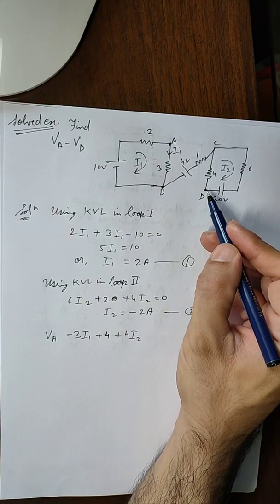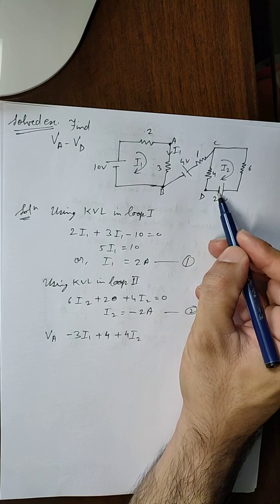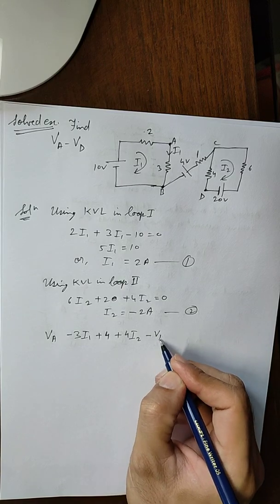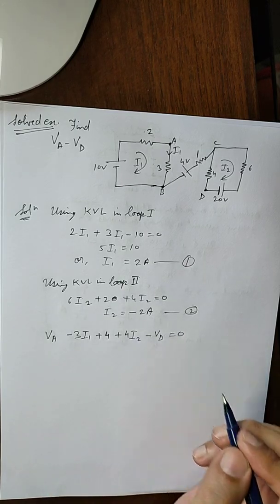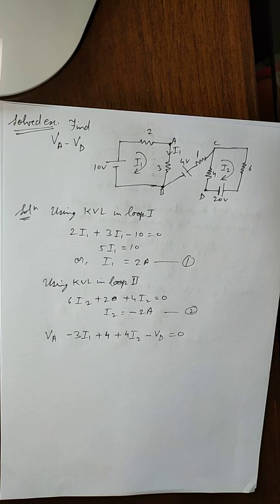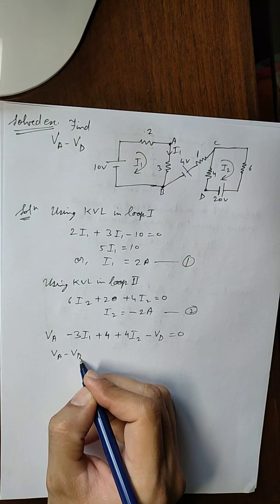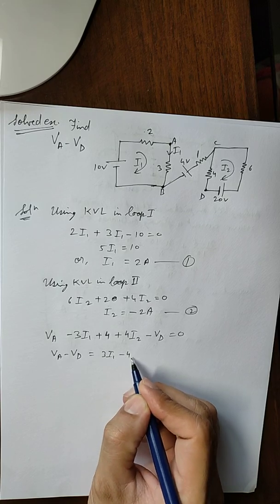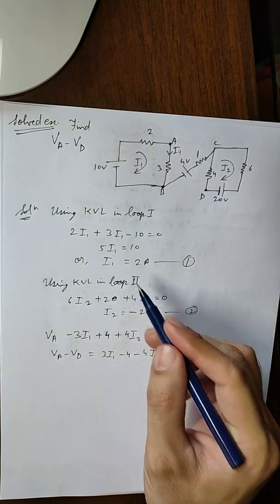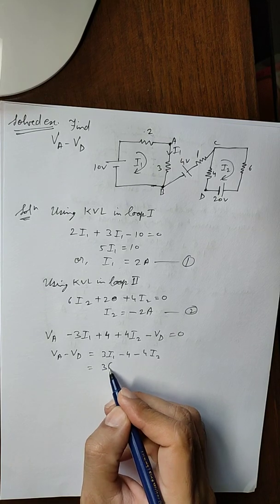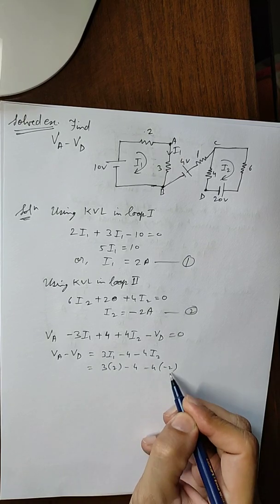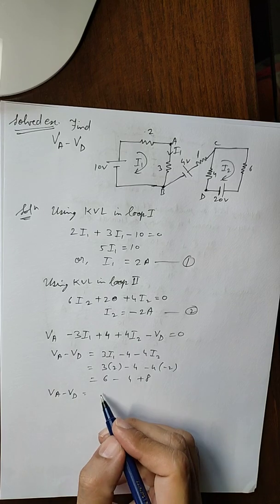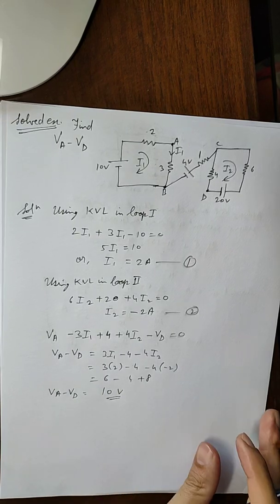Then VD at this point, since it is connected at the negative terminal of this battery, the potential will decrease. So we can write minus VD, and all of them will be equal to 0 by Kirchhoff's law. So VA minus VD, taking all these quantities on this side, will be equal to 3I1 minus 4I2. We have the values of I1 and I2 here. Substituting these values, we have 3 into 2 minus 4 into minus 2, and we get VA minus VD equal to 10 volt. So this will be the answer to this question.